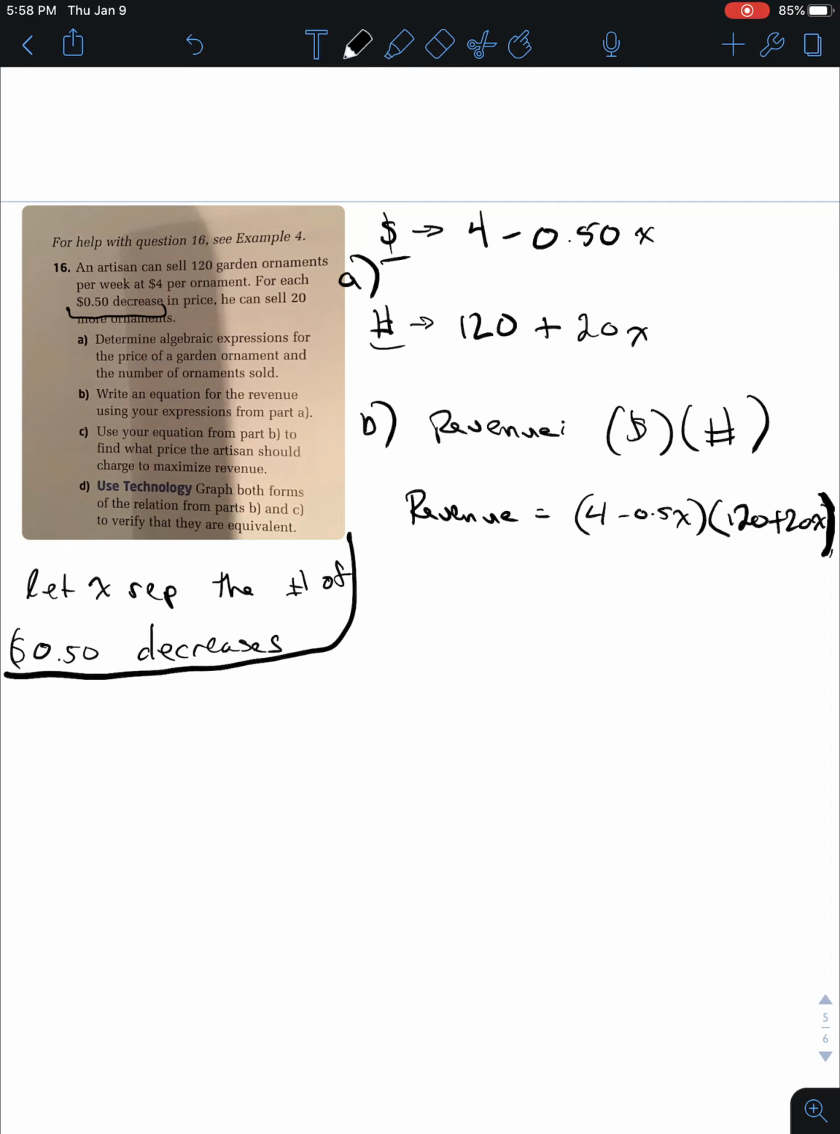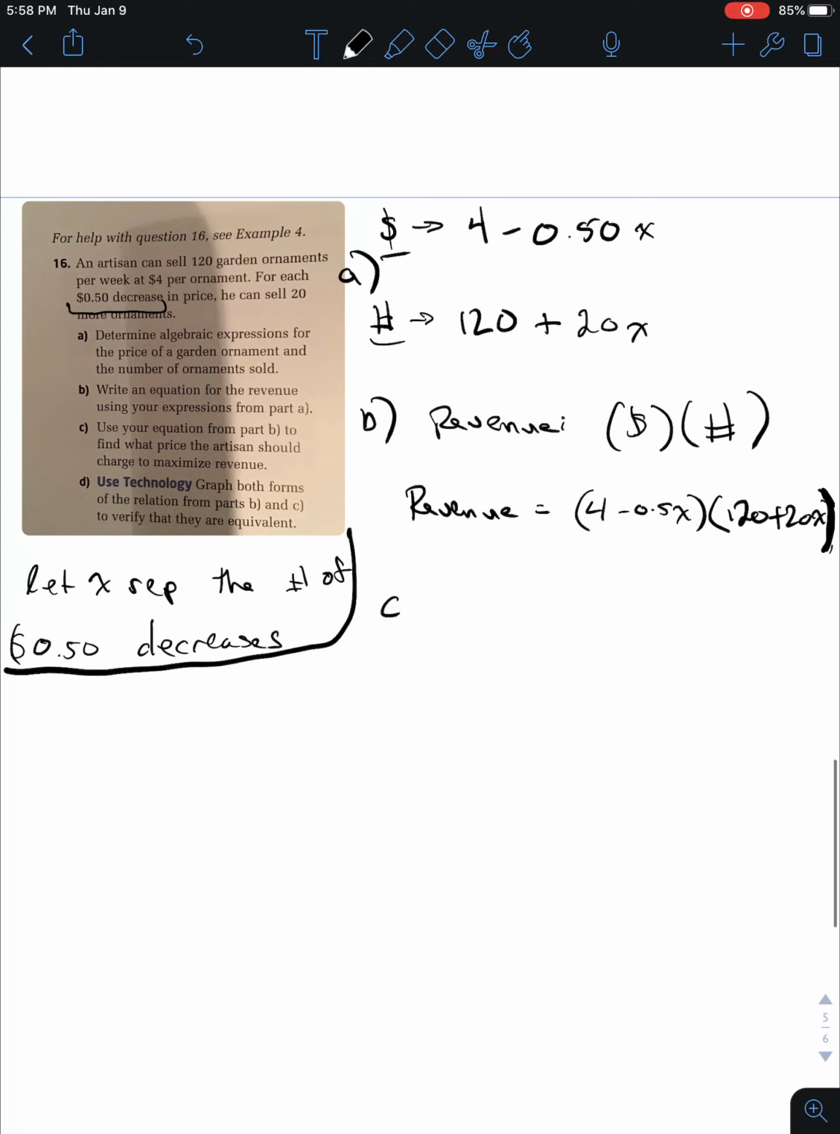Well, what if I decreased the price 3 times, right? You'd get how much money you made. If I decreased it 40 times, you'd get how much money you made, right? That's just a revenue equation. Now, the next one's probably going to ask me something about maximize the revenue. Complete the square. So we have to FOIL this.